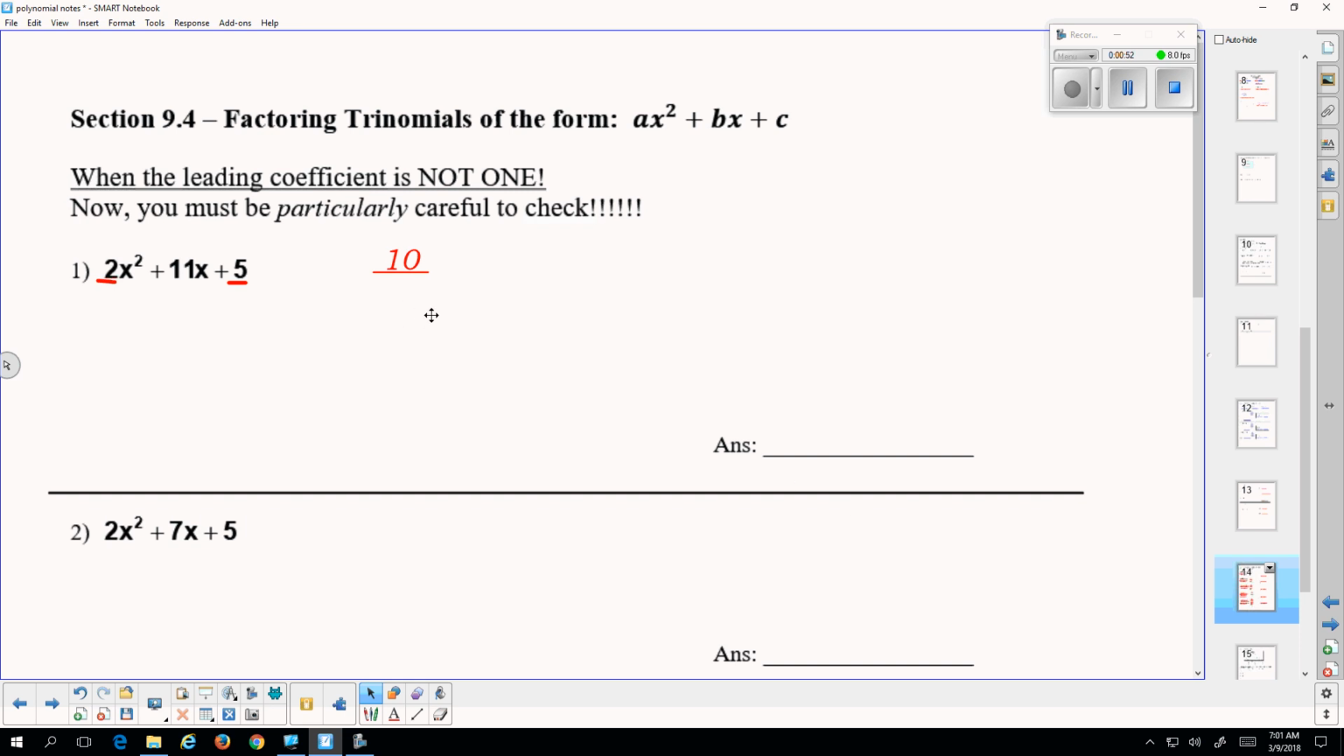Okay? So some things I can multiply to get 10 would be 1 and 10, and 2 and 5. Now, which of these two adds up to give us 11? 1 and 10. Before, we could just write x plus 1, x plus 10, and then we're done. But this time, it's going to take a little bit more effort. What I'm going to do is write this equation, but instead of writing 11x, I'm going to split it into 1x and 10x.